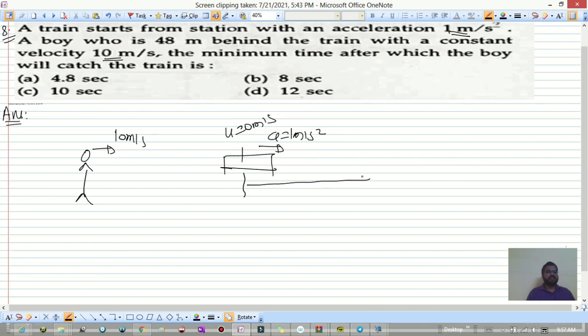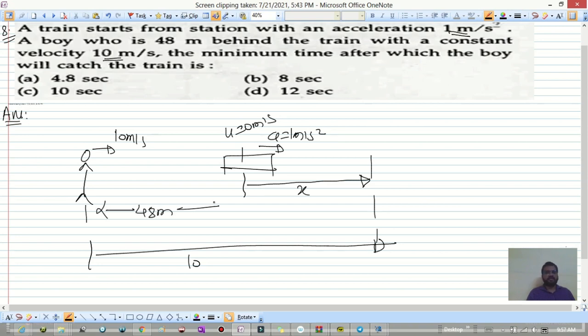So let us consider the train travels a distance of x. In that time, the boy has to travel a distance of 48 meter plus x, since he is 48 meter behind the train. So just write down the equation. 48 plus x must be equal to 10 into t, and the train will travel a distance of half a t squared. So put it over here: 48 plus t squared divided by 2 is equal to 10 into t.